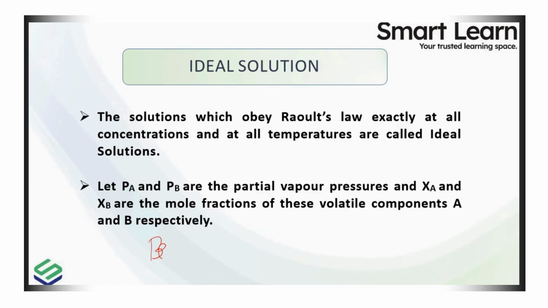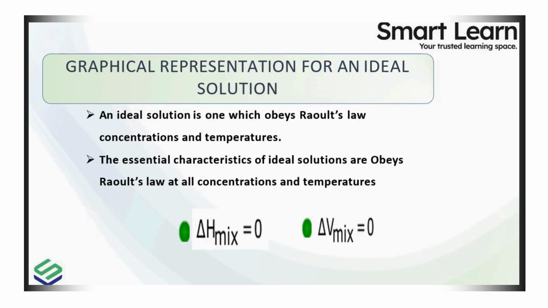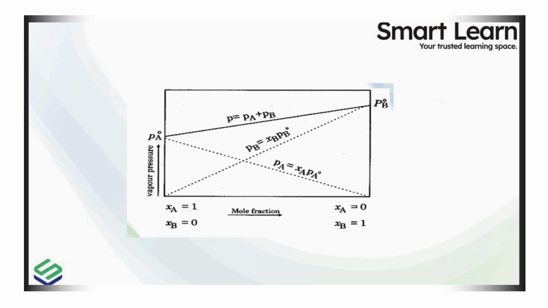Examples: benzene plus toluene, hexane plus heptane. Then the graphical representation for an ideal solution. There are two axes, the x-axis showing the mole fraction and the y-axis showing the vapor pressure. In an ideal solution, the interactions between A-A and A-B molecules are almost the same. Therefore, the solution obeys Raoult's law.